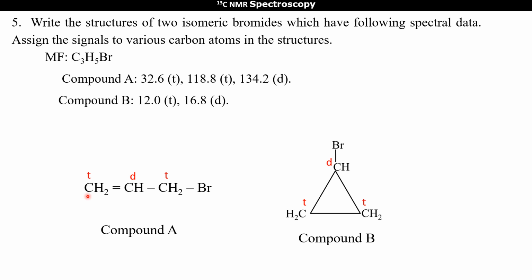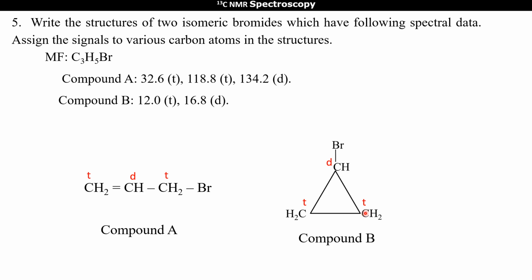Therefore, the structure of the compound is CH2=CH-CH2Br. That CH2 group is a triplet, the CH group gives a doublet, and the CH2 group gives a triplet in the spectra. Therefore, this is the structure for compound A. In the case of compound B, there are two sets of carbon atoms, and the chemical shift values indicate that these carbon atoms are in the sp3 hybridization state. That is, there should be the presence of a ring in the compound. And this is a cyclopropane ring, and the structure is like this.